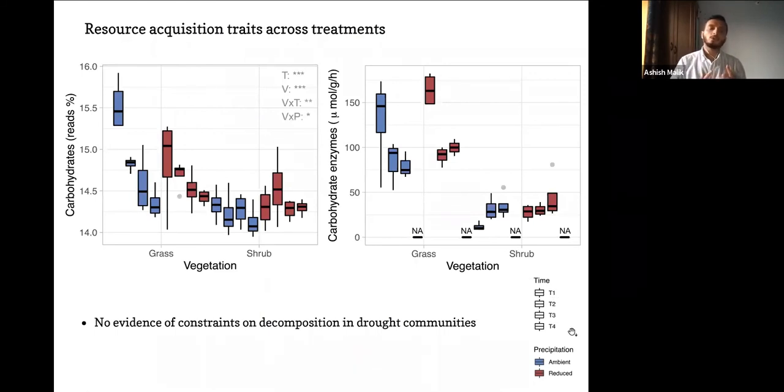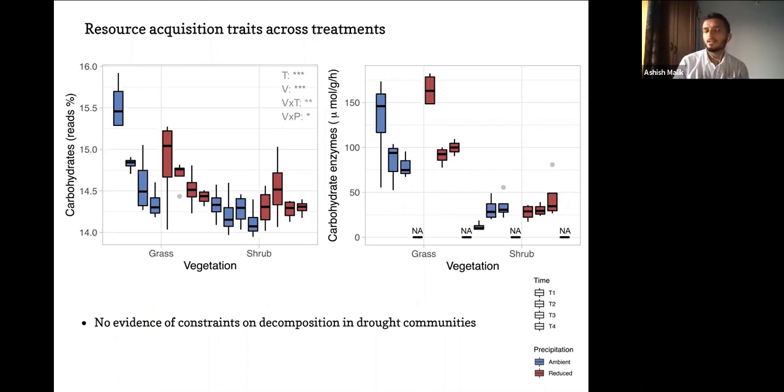Then we wanted to also look at the resource acquisition trait. We looked at the stress tolerance mechanisms, which are mostly linked to osmolytes or maintenance of osmolarity. In terms of resource acquisition traits, because most of the substrates that were present in the leaf litter were linked to different carbohydrates, we looked at the carbohydrate functional category in the subsystems classification from the metagenomics dataset. And we also measured a suite of carbohydrate enzymes, the activity using the fluorometric extracellular enzyme assay. And both these datasets quite mirror each other.